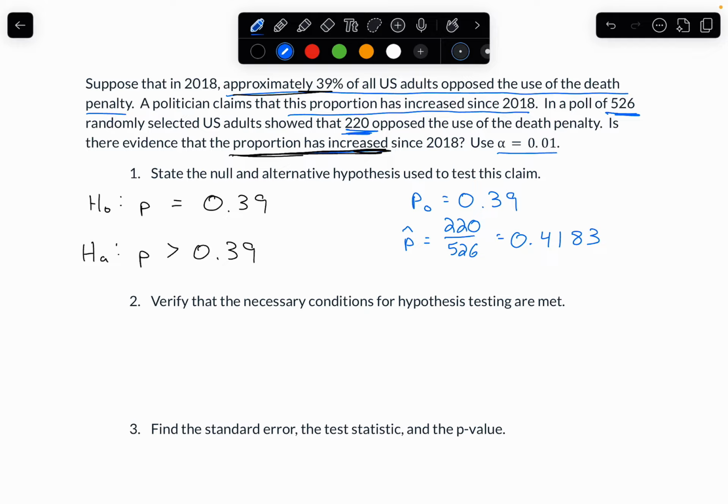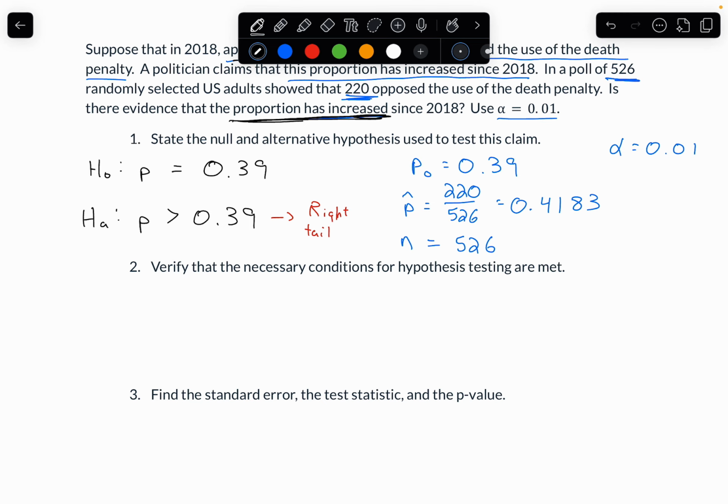The other thing I'm going to need to know is, what is my sample size, N? N in this case we said was 526 randomly selected individuals. Our alpha is 0.01. That was given to us. The other thing that we're going to need, and I'm just going to make a quick note of it right now, is in our alternative hypothesis, we said P is greater than 0.39. That means we're doing a right-tailed test. That'll be important when we go to find our p-value. So this has everything we need. We've laid out all of the information that the problem has given us, and that's going to make the rest of our work a lot easier.